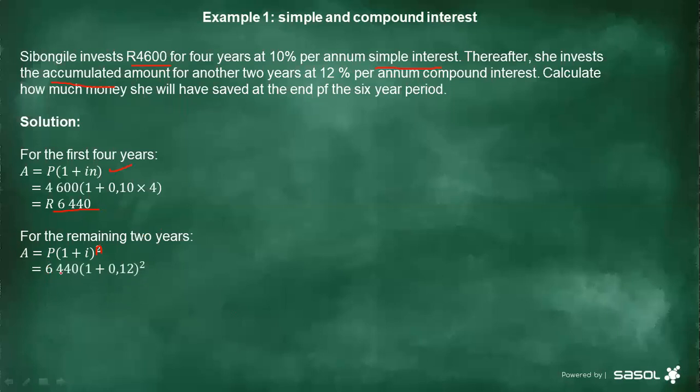P is 6,440, plus 1, I is 0.12, to the power of n. The number of years is 2 years. All right? It's 2 years. And therefore, the answer that we're getting is 8,078.34. That is the amount Sibongile will then get after a 6-year period. That is the amount of money she will get. All right.